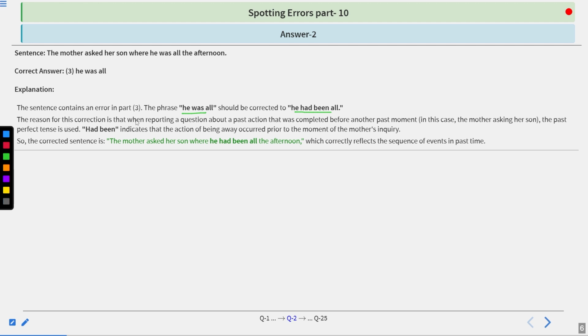The reason for this correction is that when reporting a question about a past action that was completed before another past moment, in this case the mother asking her son, the past perfect tense is used. Had been indicates that the action of being away occurred prior to the moment of the mother's inquiry. So the corrected sentence is, the mother asked her son where he had been all the afternoon, which correctly reflects the sequence of events in past time. Let's move to the next question.